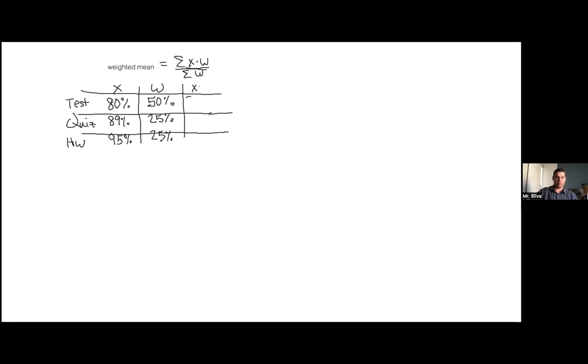X times W. So I'm going to do 80% times 50%. How many grade points did you earn towards the test? So that's 40% of your grade that comes from the test, 0.4. Notice, if you're going to do this as decimals, I did 0.8 times 0.5. That would be the same thing. We have to be able to translate from decimals to percents pretty swiftly.